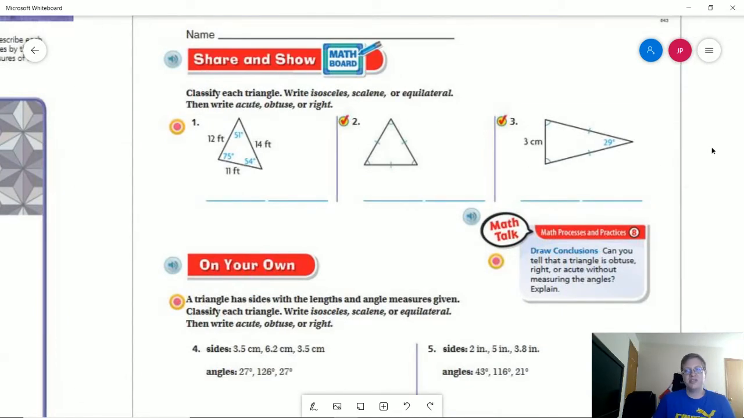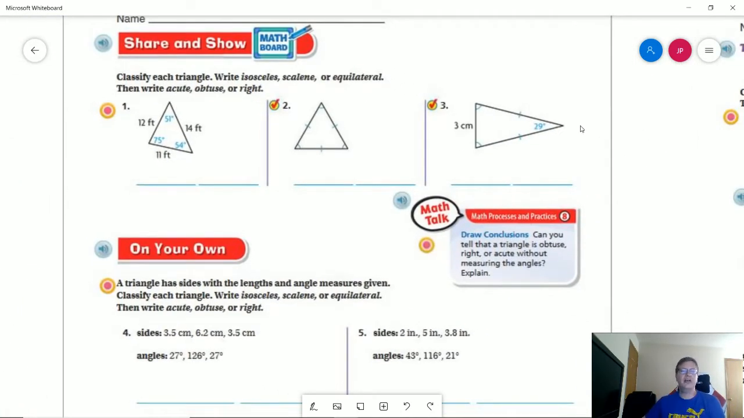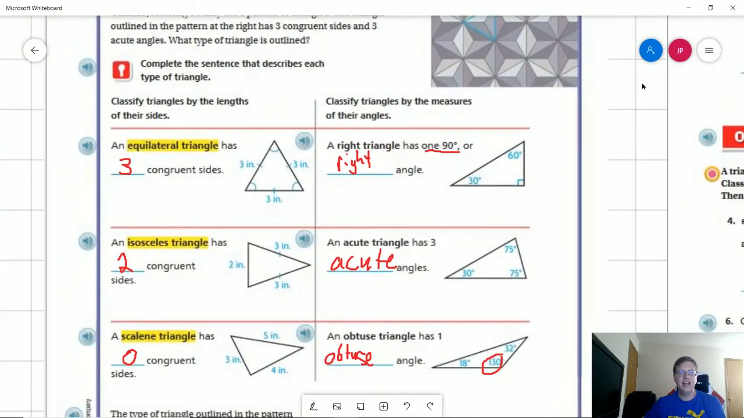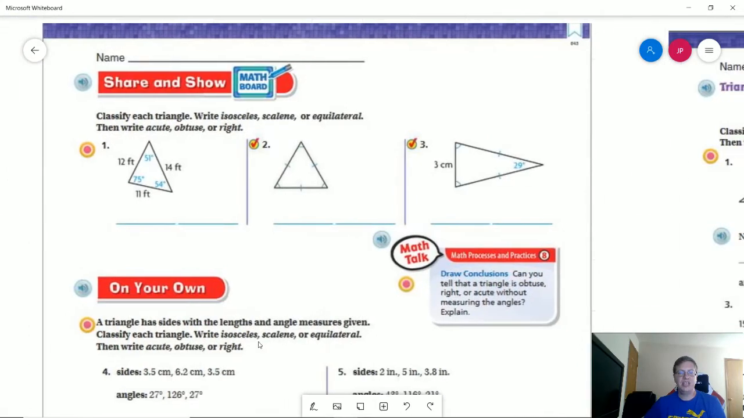Let's go ahead and take a look at our share and show. To start with, we are going to try to figure out if we have equal side lengths. To start with, we do not. So going back over to here, a scalene triangle, our triangle that doesn't have matching sides, I'm just going to put an S for that. And then we can look: all 3 angles are acute angles, so I'm going to put an A for that. So we have a scalene acute triangle.